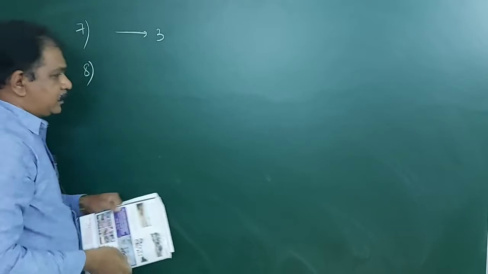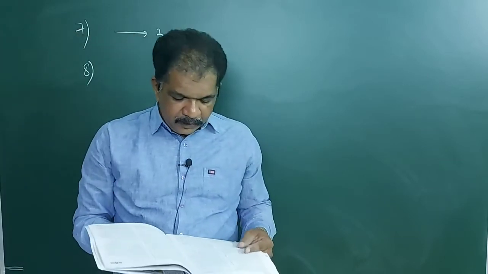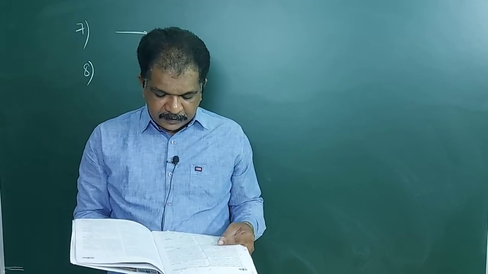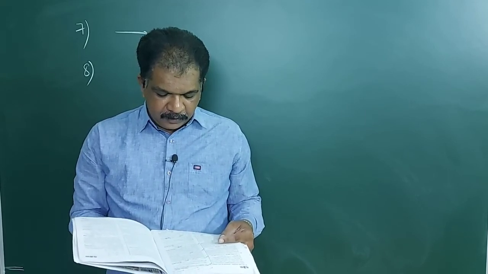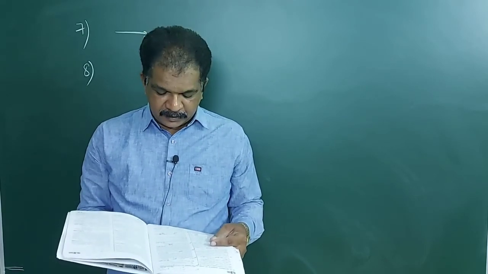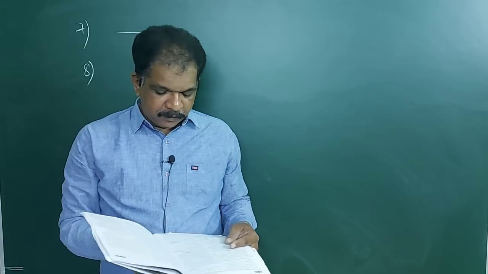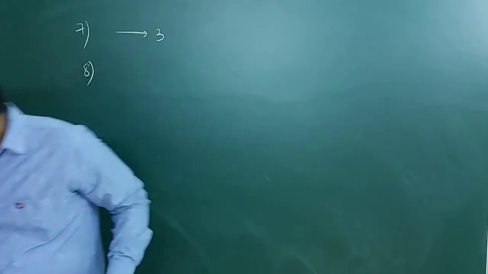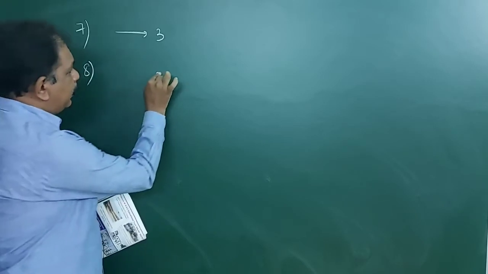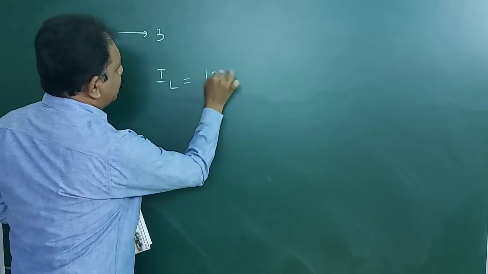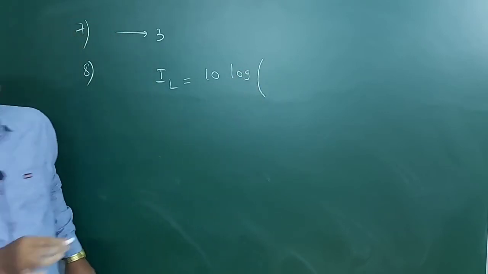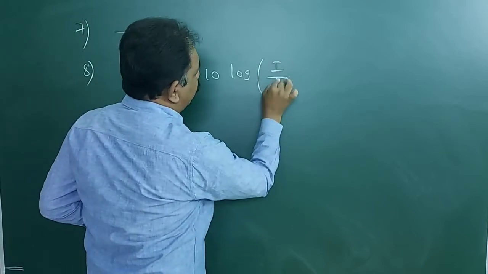See the eighth question. Intensity level of sound whose intensity is 10 power minus 8 watt per meter square. Actually, previously this syllabus was there, now it is deleted. Only one problem, we will do that. So the formula we have to use is IL is equal to 10 log I by I naught. This is the formula.